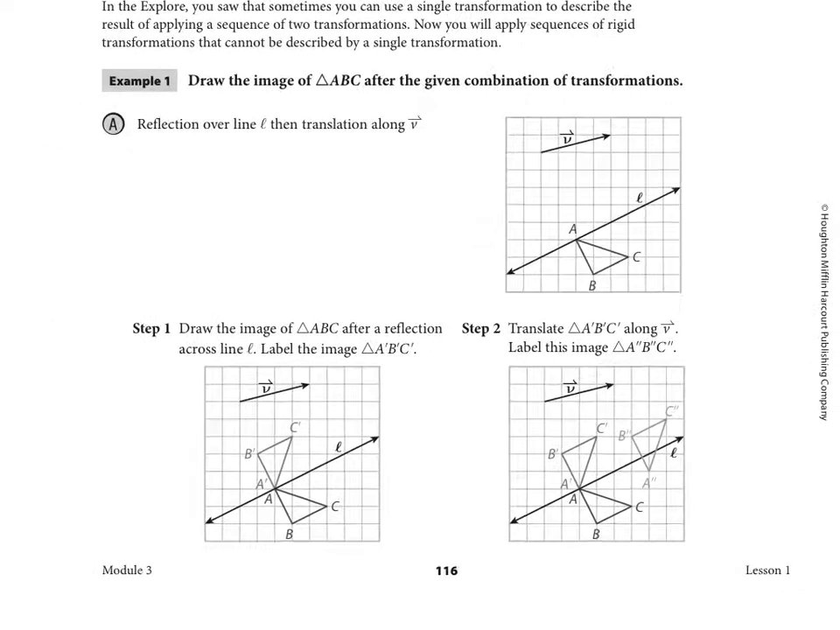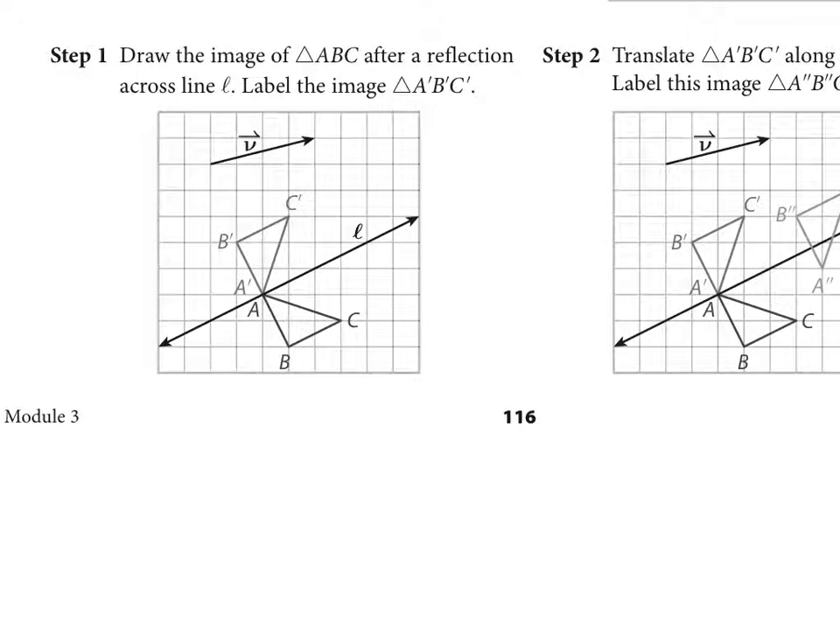116. All right, so you can see that they're going to do three different things. The first transformation that they do is a reflection over line L. And you can see here that they've done that, and they've labeled it with the prime, because that's the first image.